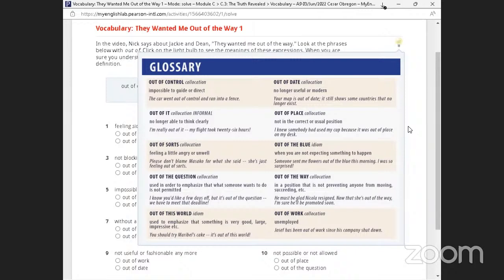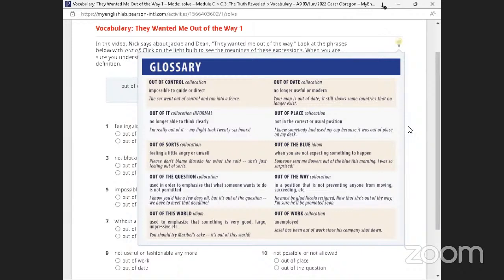Out of date, it's a collocation: no longer useful or modern. Your map is out of date. It still shows some countries that no longer exist. Okay. Out of place is a collocation: not in the correct or usual position. I knew somebody had used my cup because it was out of place on my desk. Out of the blue, it's an idiom when you are not expecting something to happen. Someone sent me flowers out of the blue this morning.